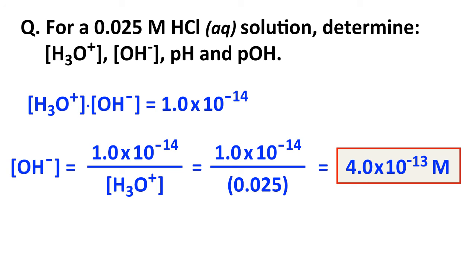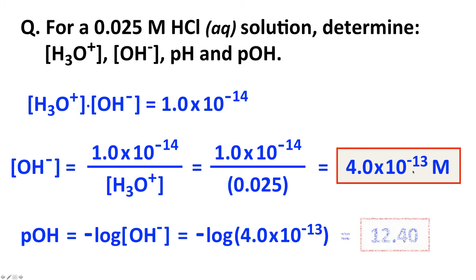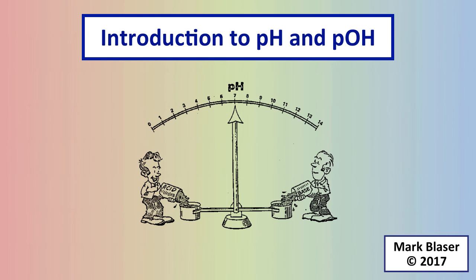And now the last thing is to find the pOH. And pOH is the negative log of OH-. Having just found the OH- concentration, we can take the negative log of that, and that gives us the pOH, and we get 12.40. Perhaps worth noting, previously we found the pH to be 1.60. We can confirm we did things right here, because the pH, 1.60, plus the pOH, 12.40, adds up to 14.00, which is what it should do. And that is it for an introduction to pH and pOH.